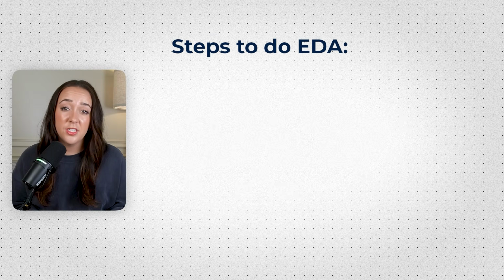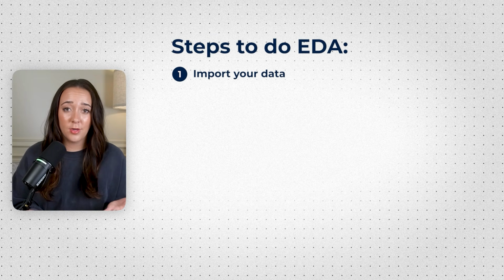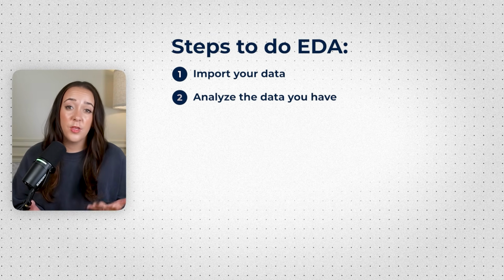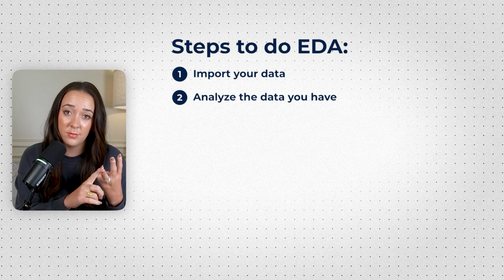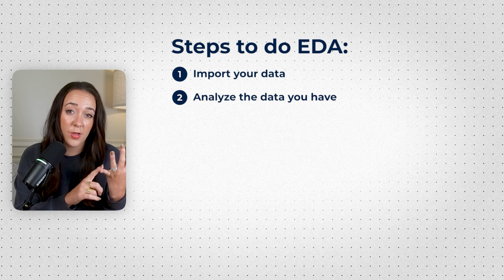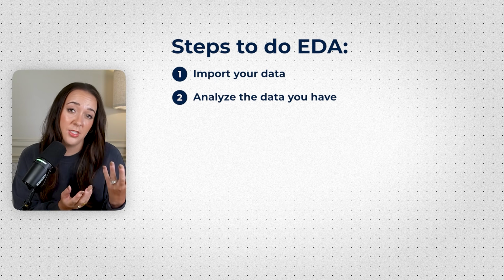Here are the things that you need to do an EDA. First, of course, import your data. Next, you're gonna see what you have. How many rows, what types of columns, what are the data types of those columns, what's the business context you're working with, and what does the data actually mean to the business.